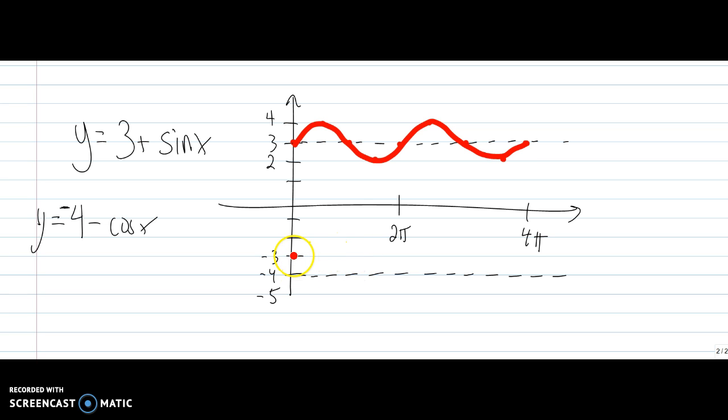And it's a cosine. Cosine normally starts at the maximum, but because of this negative, it's going to start at the minimum. The end of the period is the minimum. The halfway point, it's maximum, and I can fill in those quarter points. Do the same thing for our second period. And here is our cosine curve for negative 4 minus the cosine of x.